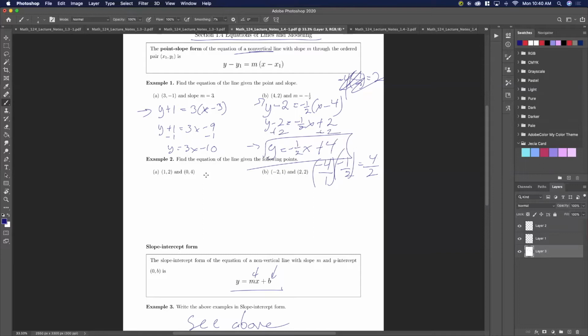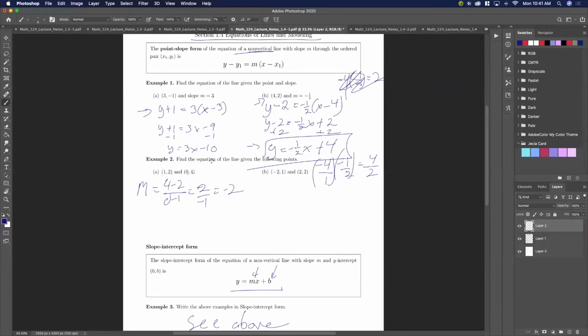All right, so now that we've done all this, we can find an equation if we just know 2 points. Do I know what my slope is? No, but I can calculate it. So m is equal to 4 minus 2 divided by 0 minus 1. And so here I'll get positive 2 on top, negative 1 on the bottom, so I get minus 2.